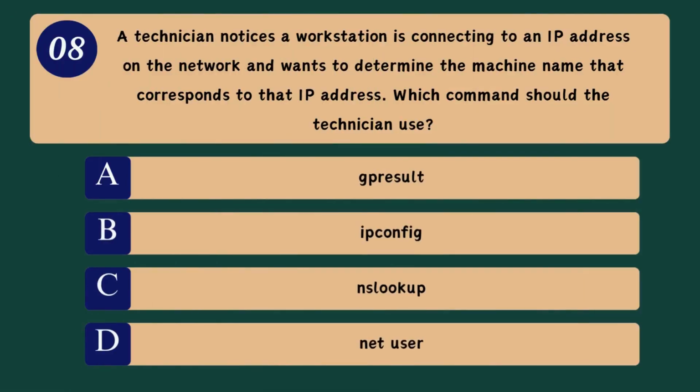Question 8. A technician notices a workstation is connecting to an IP address on the network and wants to determine the machine name that corresponds to that IP address. Which command should the technician use? A. gpresult. B. ipconfig. C. nslookup. D. net user. Correct answer: C. nslookup.